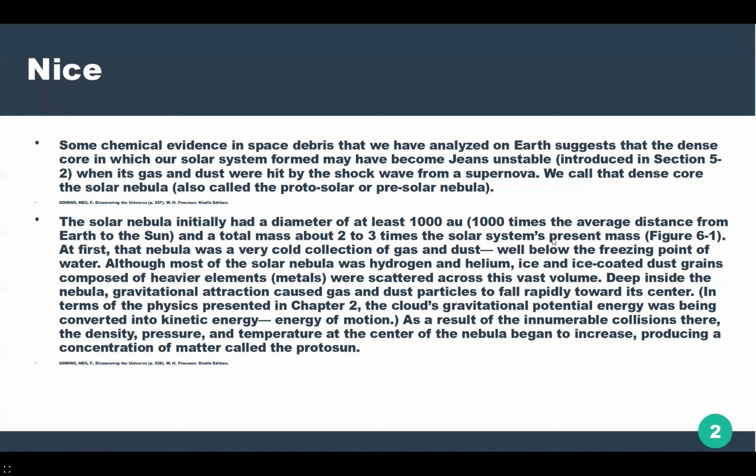Deep inside the nebula, gravitational interaction caused gas and dust particles to rapidly fall towards its center. In terms of the physics presented in Chapter 2, the cloud's gravitational potential energy was being converted into kinetic energy, energy of motion. As a result of the innumerable collisions there, the density, pressure, and temperature of the center of the nebula began to increase, producing a concentration of matter called the protosun.